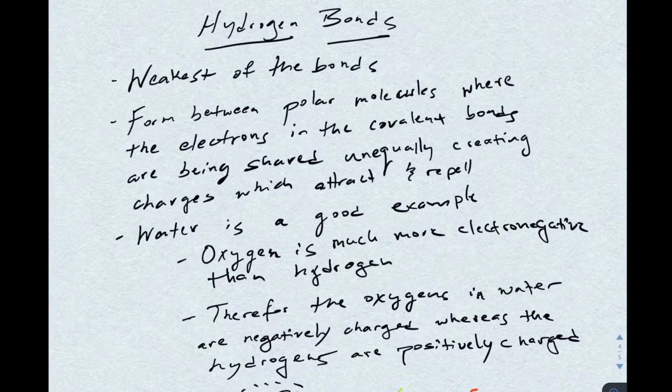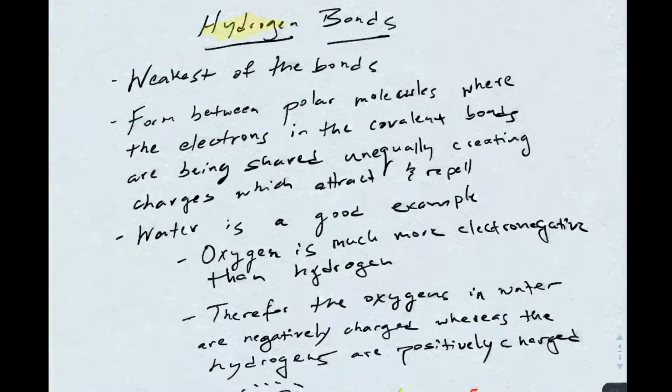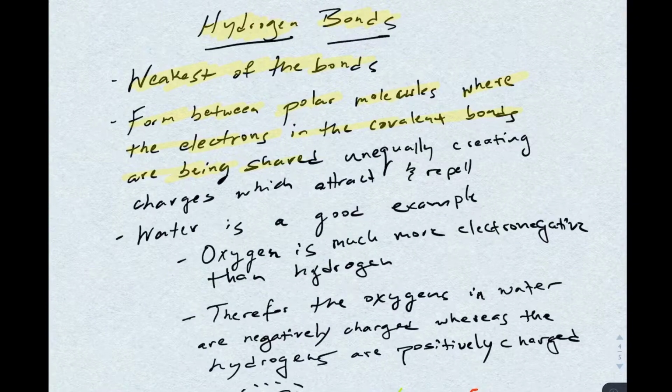The third and final bond that we're going to go over is the hydrogen bond. This is the weakest of the bonds. This forms between polar molecules where the electrons in the covalent bonds in those molecules are being shared unequally due to electronegativity, which we defined earlier, creating charges in the molecule which attract and repel.